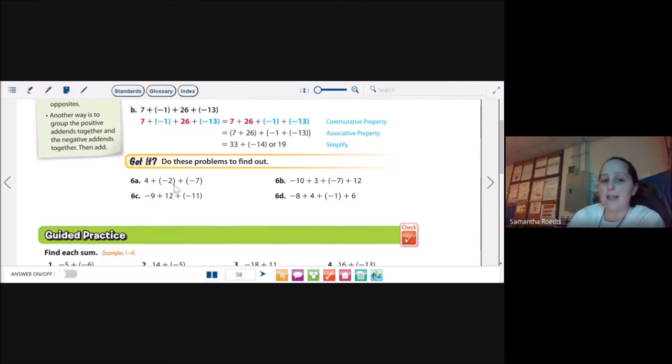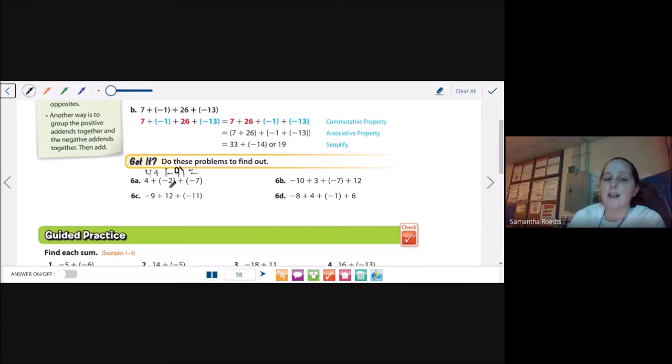6A, 4 plus -2 plus -7. I'm going to add my negative numbers together. This gives me 4 plus -2 plus -7 is -9. Okay. Now, these have different signs, so I subtract. 9 minus 4 is 5. 9's larger, 9's negative, so my answer is also negative.